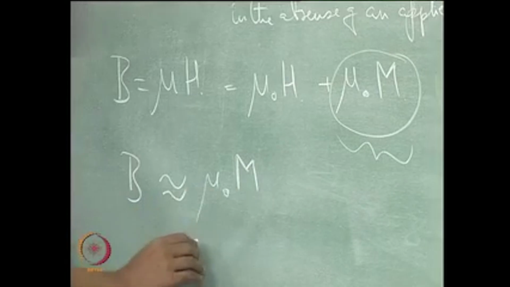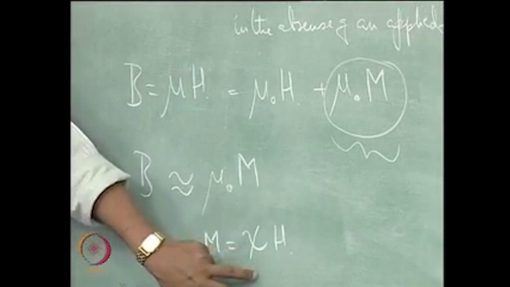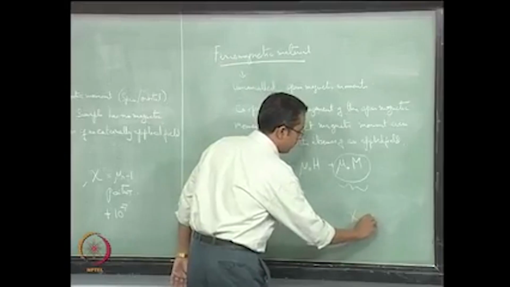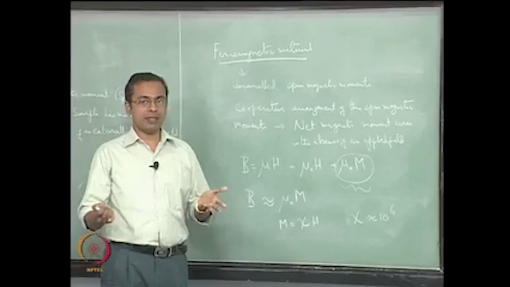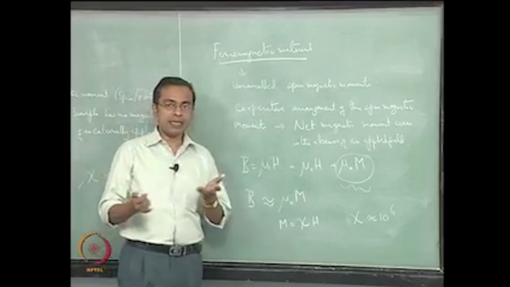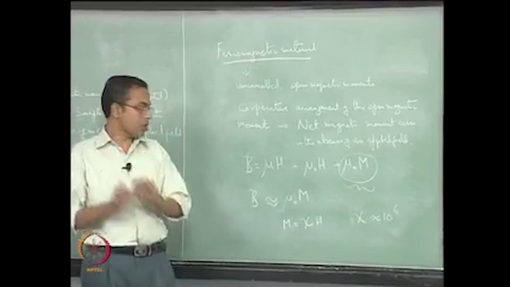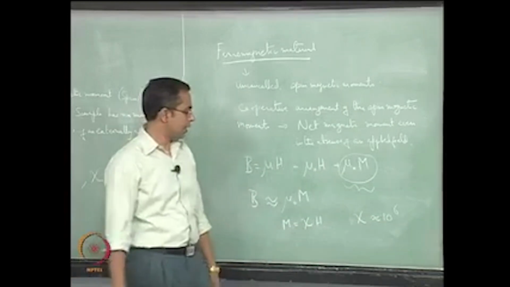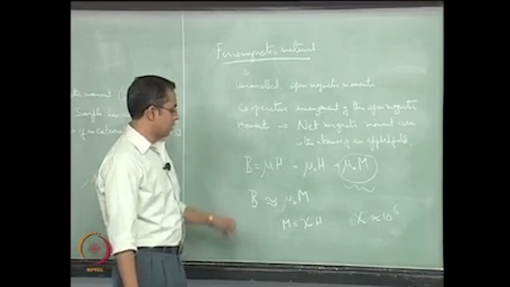And what is m? M is itself chi times h, so it simply means that we have a very large value of chi. The magnetic susceptibility of a ferromagnetic material is a very large positive number, of the order of 10 power plus 6. For a paramagnetic material it was 10 power minus 7, and for a diamagnetic material it was a negative quantity, minus 10 power minus 7. Those are very small quantities relative to 10 power 6 here, so this is 13 orders of magnitude difference in response. That is how this material differs from paramagnetic or diamagnetic material.